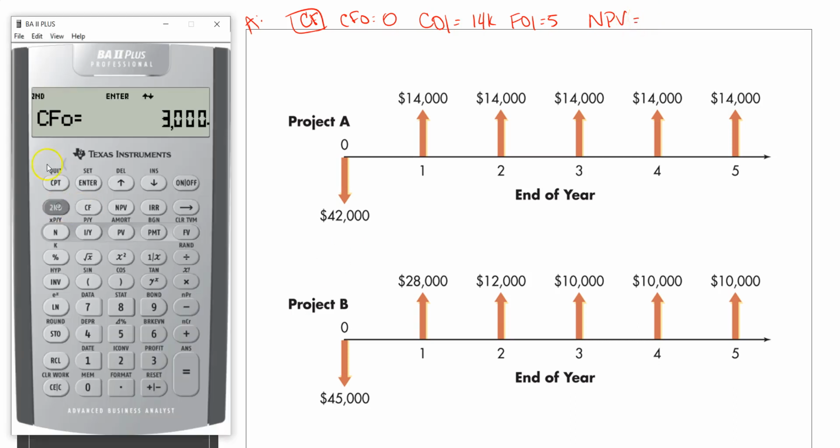So let's put that in, clear your work. Cash flow at time period 0 is 0. Cash flow at time period 1 is $14,000. And that occurs 5 times. Net present value, discount rate of 10%. We get $53,071.